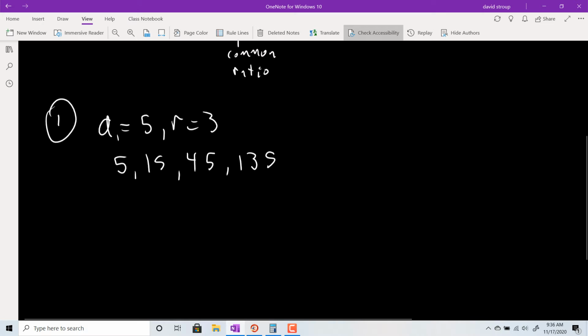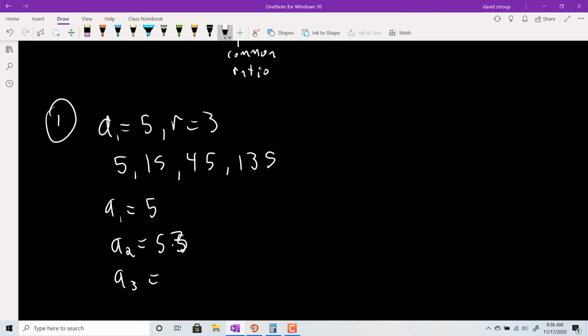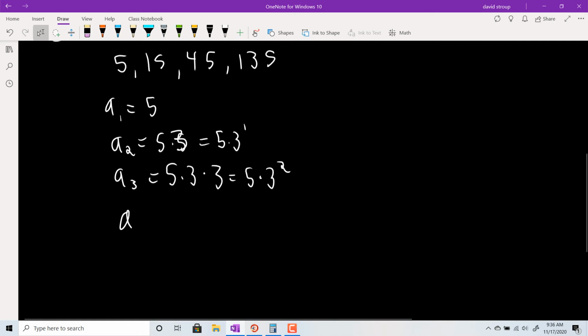Okay, if you're sort of iterating this out and just looking at what's happening, what do we have? We have 5. A sub 2 is 5 times 3. A sub 3 is 5 times 3 times another 3. And what I'm doing is kind of suggesting a formula. A sub 4 is 5 times 3 squared times another 3.